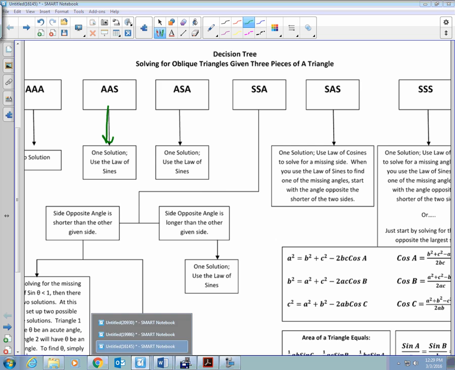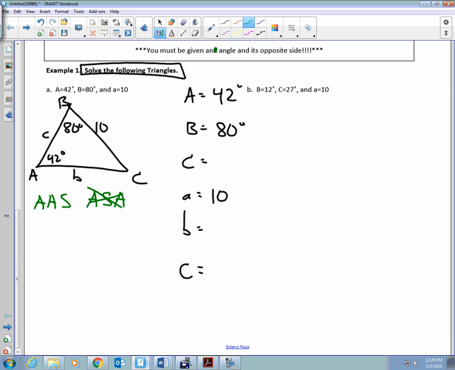And so let's solve that one together. We start with finding angle C. How do you find angle C? Subtract from 180. All three of these angles have to add to 180, and so you do get 58 degrees. Very good. Great.